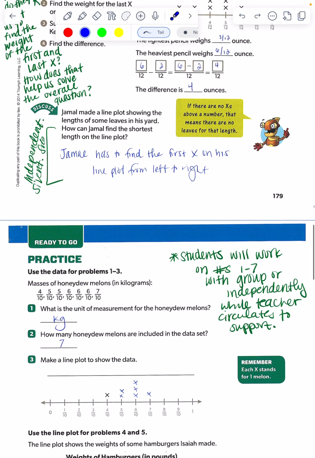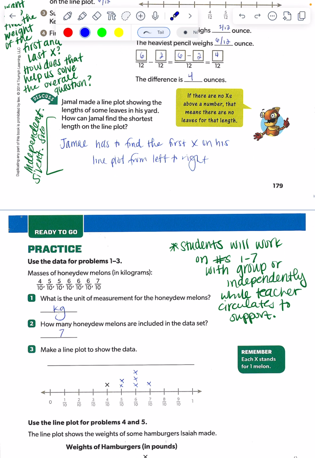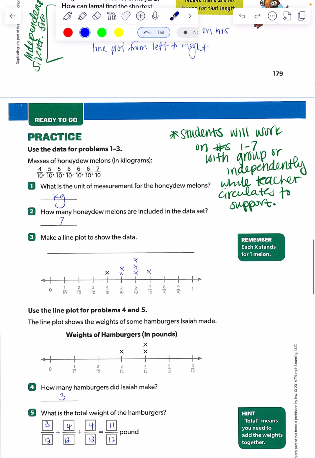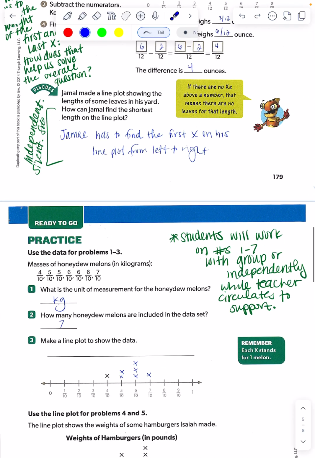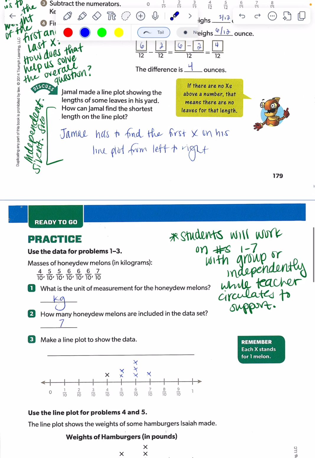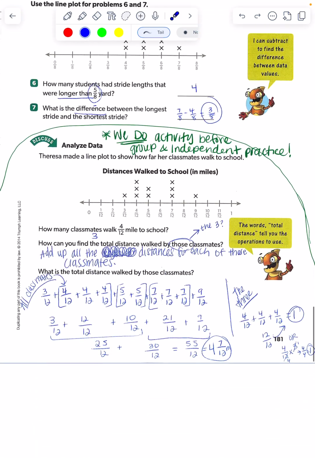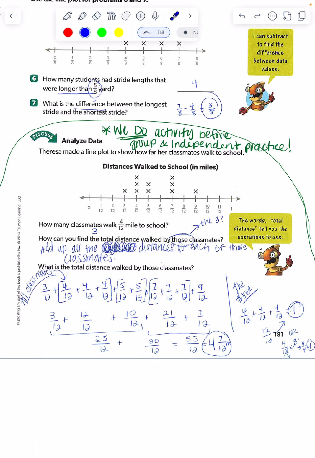Okay, so from there, you talk through all of your questions. Then you can release students for about 15 minutes to work through their independent practice. If you want, they can also work in groups to solve these questions. Now, this last question is going to be a little bit challenging for students because it is requiring them to find the total distance walked by those classmates.